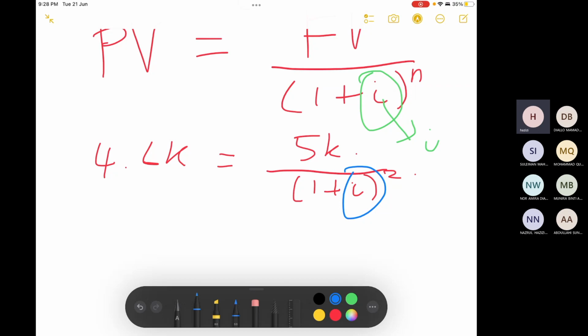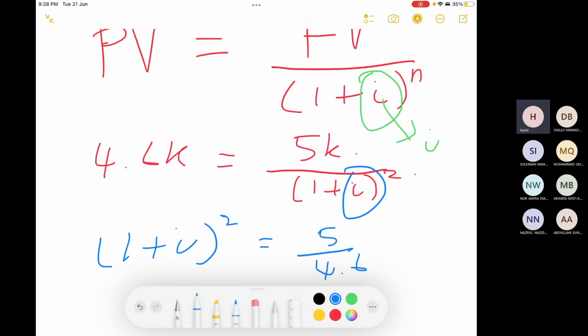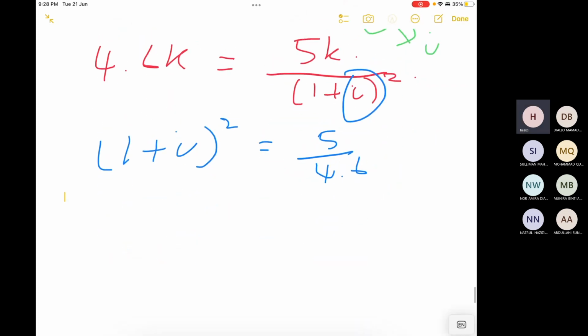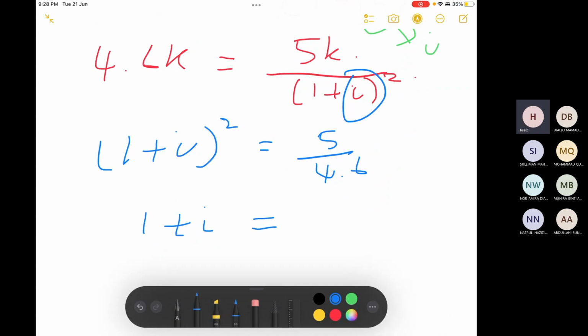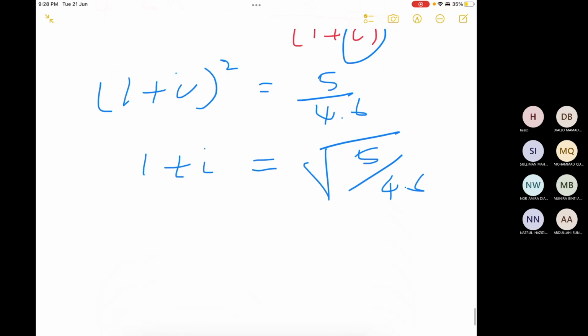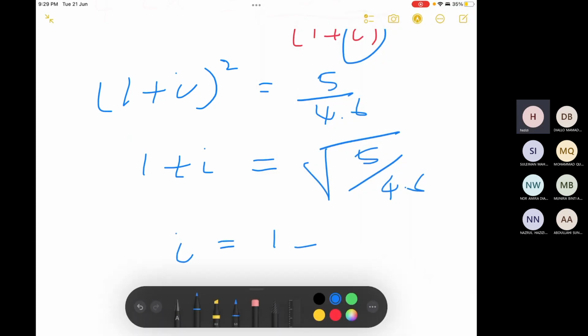So 1 plus i to the power of 2 equals 5 divided by 4.6, right? You don't have to do this yourself. I just want to show how the interest rate is determined. The square root of 5 over 4.6, 5 divided by 4.6 to the power of one half. So you got how much, Munira? Can you solve? i equals 1.0425 minus 1. You got the interest rate is about 4.25%.